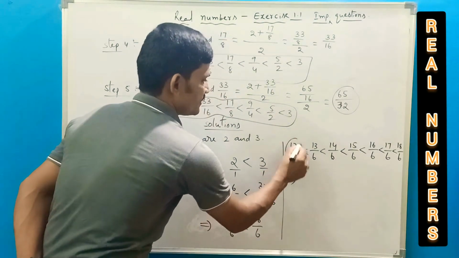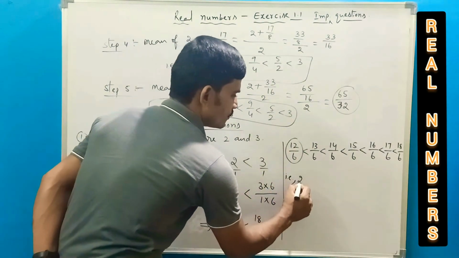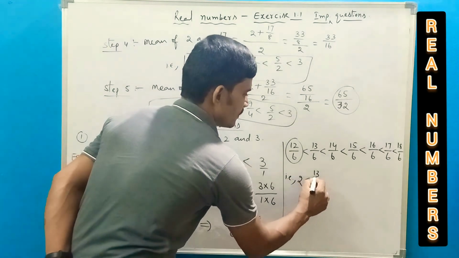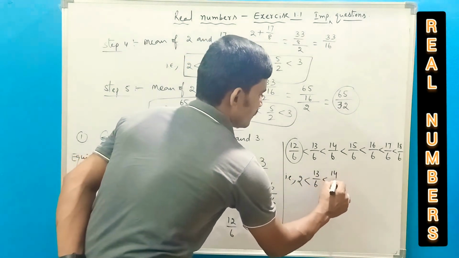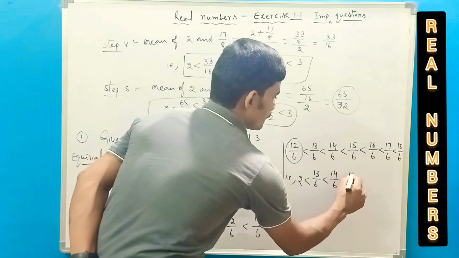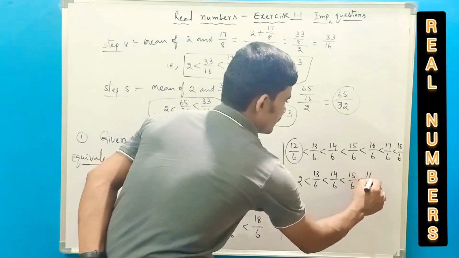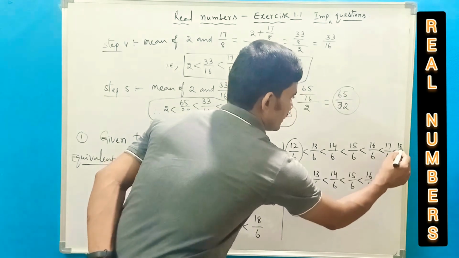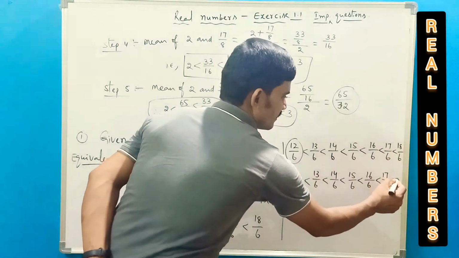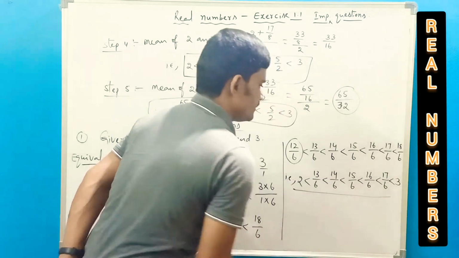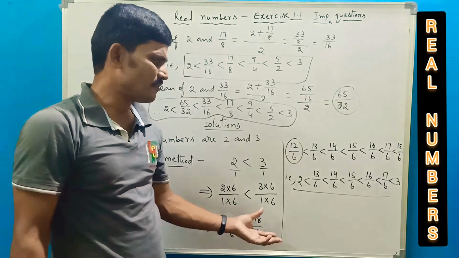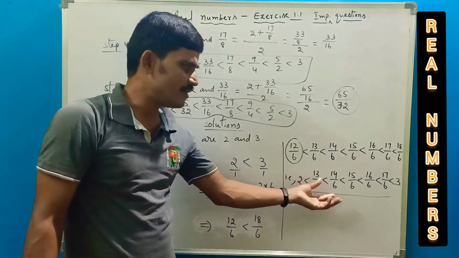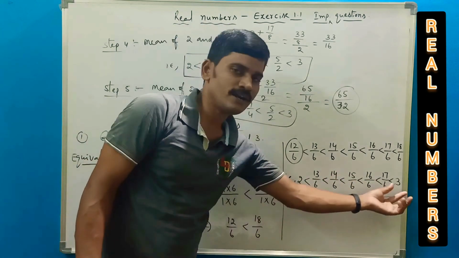What is 12 by 6? 12 by 6 is nothing but 2. So 2 is less than 13 by 6 is less than 14 by 6 is less than 15 by 6 is less than 16 by 6 is less than 17 by 6 is less than 18 by 6, which is nothing but 3. So this is how you can insert very easily the 5 rational numbers between 2 and 3.